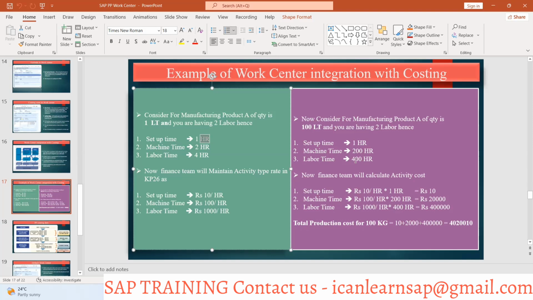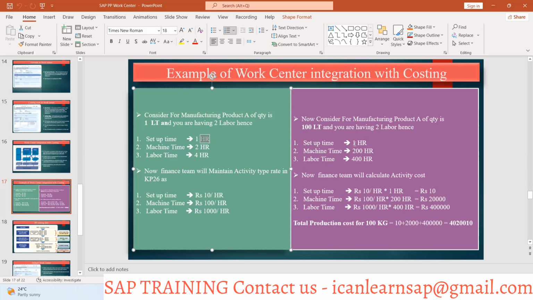Yes, sir. Now let us understand what the cost is. For setup time, you require 1 hour and the rate of setup time is 10. So 1 hour multiplied by 10 rupees, the cost becomes 10 rupees only. Clear? Setup time, how much money are you going to pay? 10 rupees only.